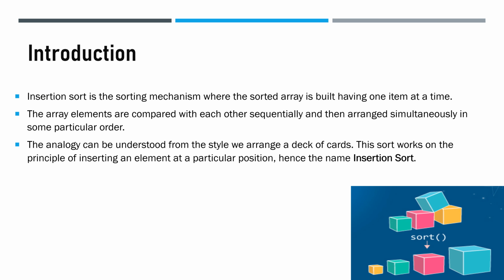So insertion sort is a sorting mechanism where the sorted array is built having one item at a time. The array elements are compared with each other sequentially and then arranged simultaneously in some particular order. The analogy can be understood from the style we arrange a deck of cards. This sort works on the principle of inserting an element at a particular position. Hence, the name given was insertion sort.